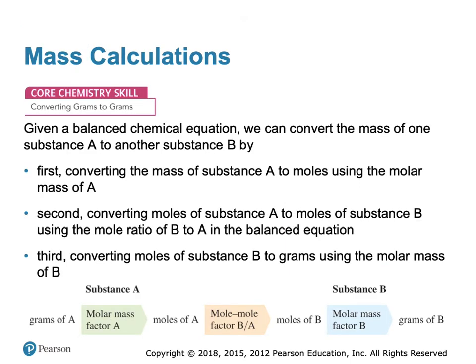So in our mass calculations, when we have a balanced chemical equation, we can convert the mass of one substance A to another substance B by first converting this mass of substance A to moles using the molar mass. Then we can convert moles of substance A to moles of substance B using the mole ratio of B to A. And then finally convert the moles of substance B to grams using the molar mass. So all of these calculations are going to involve our mole conversion factors and the molar mass, which we looked at in a previous video.